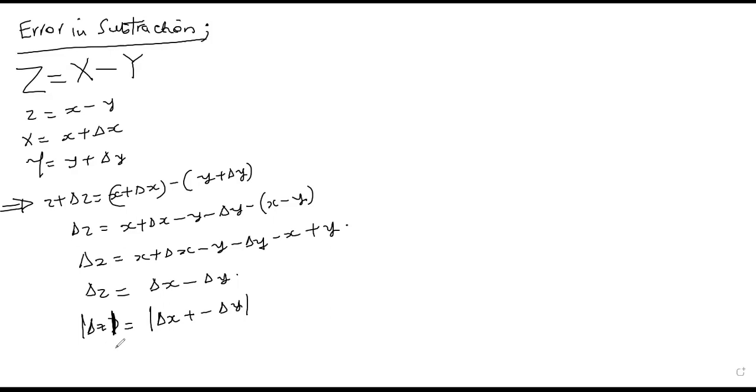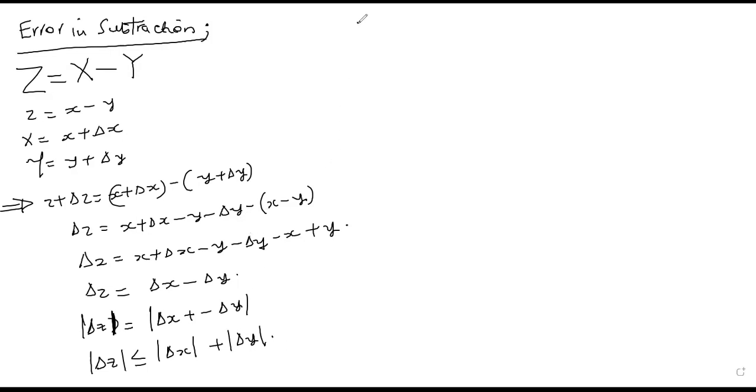But if you take the triangle inequality, it will be the magnitude of delta z is less than or equal to, we separate, the magnitude of delta x plus the magnitude of negative delta y, which will be delta y. So still the maximum possible error is the sum. In the sum or difference of two quantities, the error is the sum of absolute errors. You can see that they are the same.